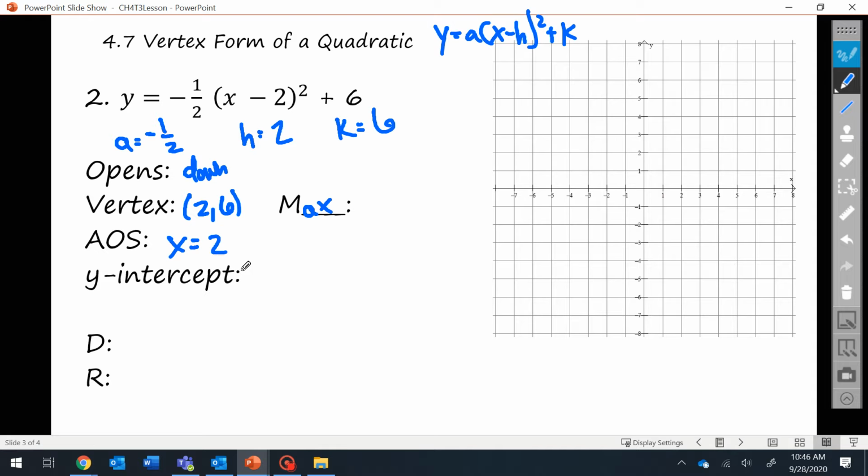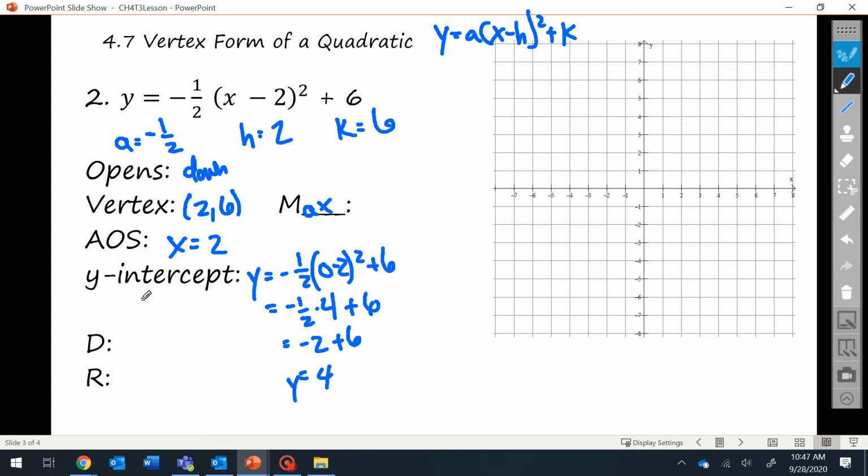The only thing that requires some work to find is the y-intercept, so y is equal to negative 1/2. We're going to substitute 0 in for x, so (0 minus 2) squared plus 6. So negative 1/2, that would be negative 2 squared, so 4, plus 6. Negative 1/2 of 4 is negative 2, so negative 2 plus 6, which is 4. So the y-intercept would be 0, comma 4. This is exactly enough to graph it.